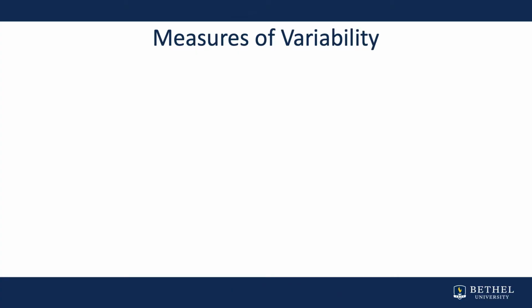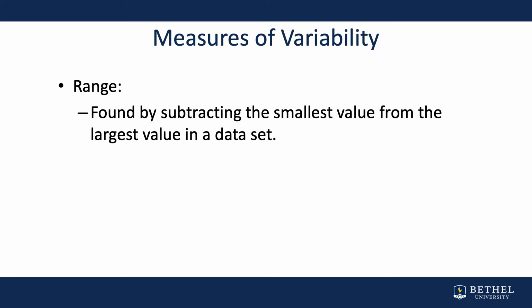Now we're going to move from measures of location to measures of variability. In order to understand variability in our data, we first start with something called the range. This is the easy one because all it is is the highest observation minus the value of the lowest observation, and you end up with the range of where your data is going to be in your sample.